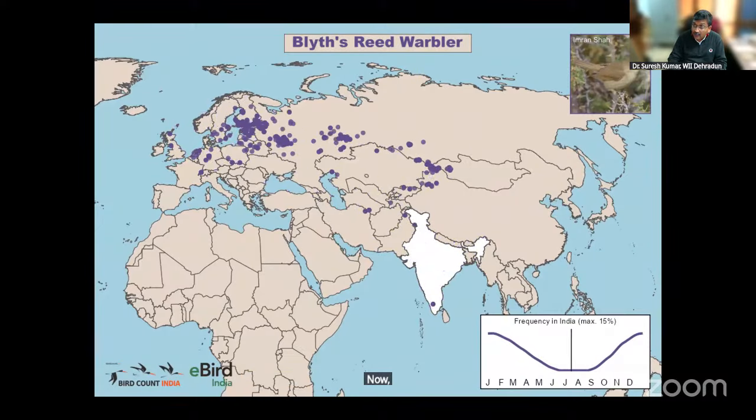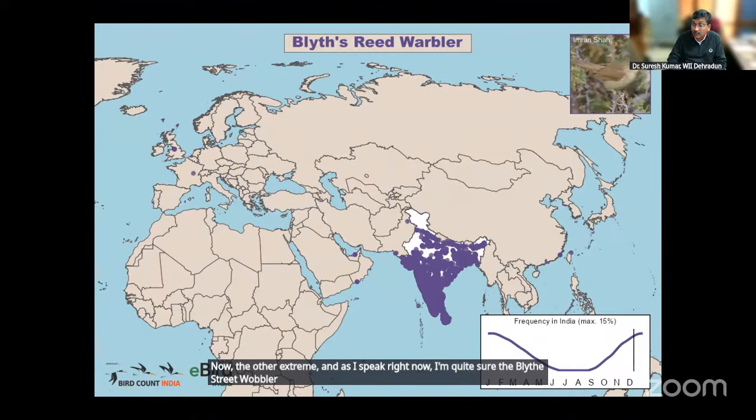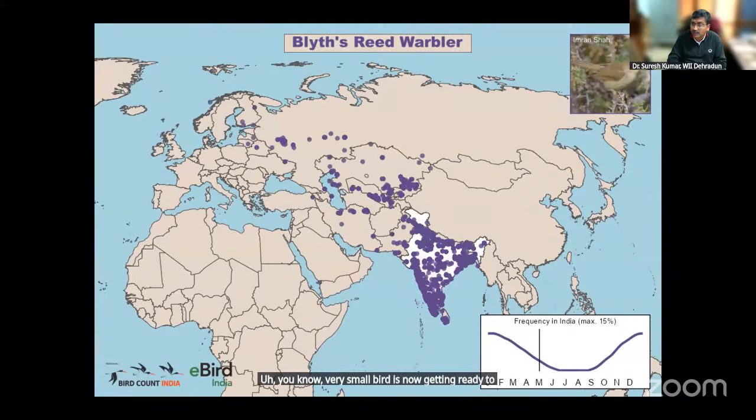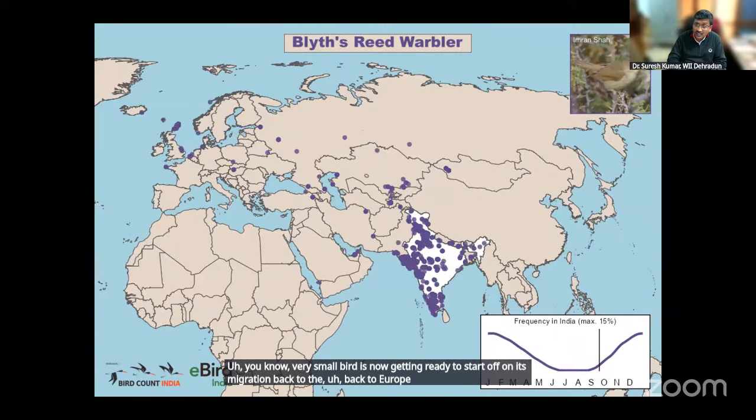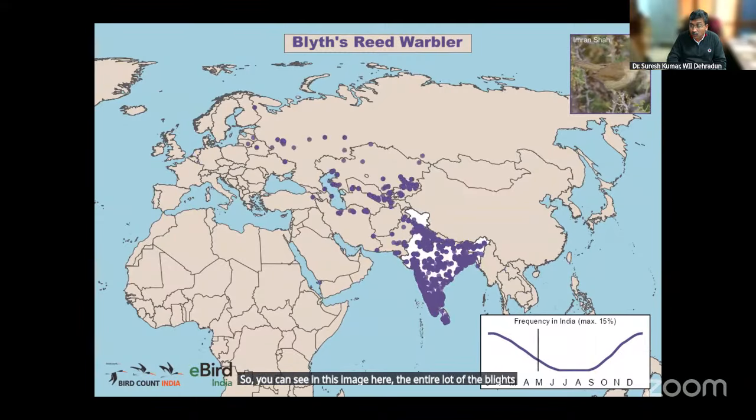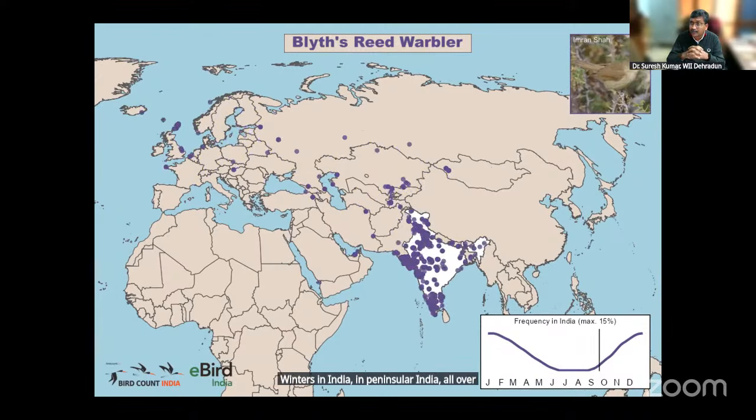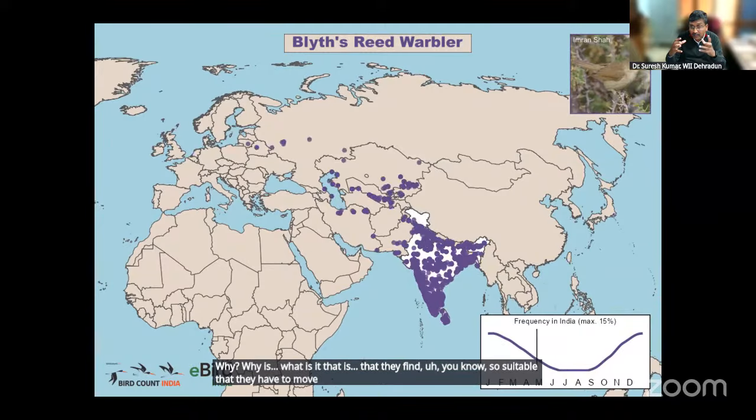Now, the other extreme, and as I speak right now, I'm quite sure the Blyth's reed warbler, a very small bird, is getting ready to start off on its migration back to Europe or Western Europe. You can see in this image the entire range of the Blyth's reed warbler that we know winters in India, in peninsular India, all over India. Why? What is it that they find so suitable that they have to move all the way from there to come in here?